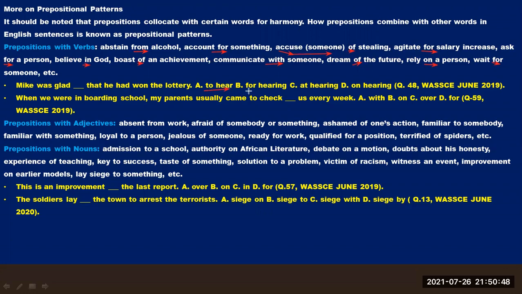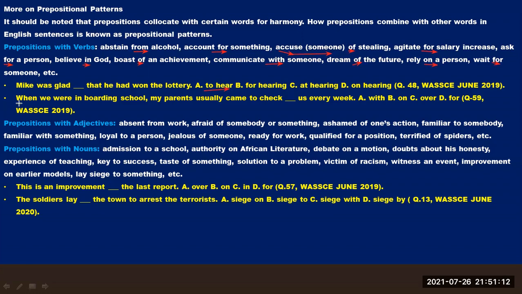Of course, you cannot use for. You cannot say someone was glad for hear, no. Or was glad at hearing, or glad on hearing, no. To hear, all right, to hear. That's the appropriate option here.